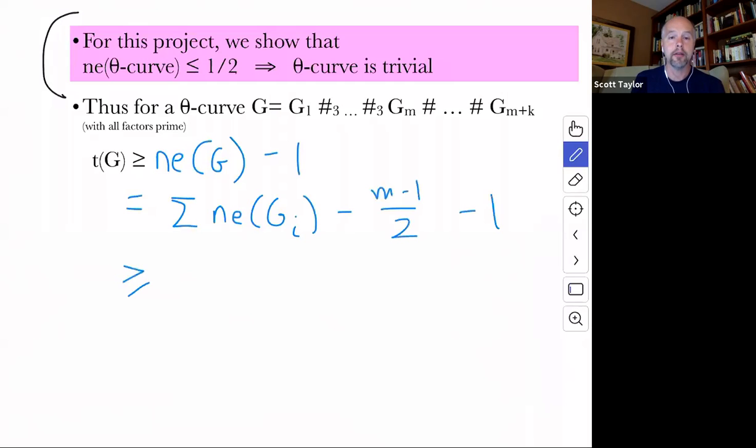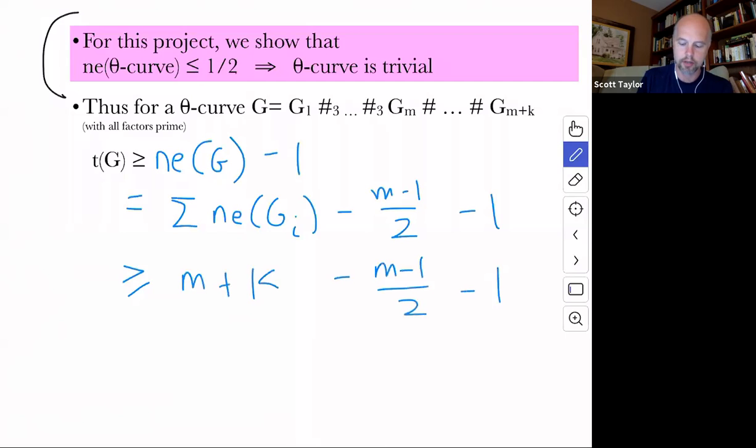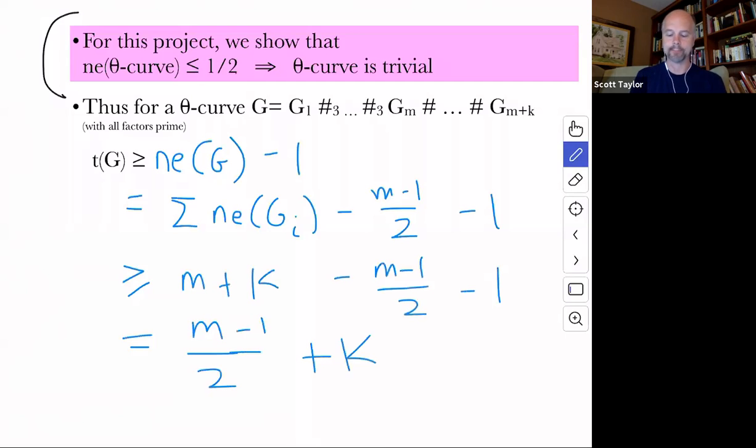The non-triviality, appealing to the primeness of the factors, says that the net extent of each factor is going to be at most 1, because it has to be strictly bigger than 1/2 for the theta curves and bigger than or equal to 1 for the knot factors. So this is going to be m plus k, the total number of factors, minus (m-1)/2 minus 1. And I believe this all works out correctly to give me (m-1)/2 plus k. I have a +1/2 minus 1, so that's (m-1)/2 plus k. All right.